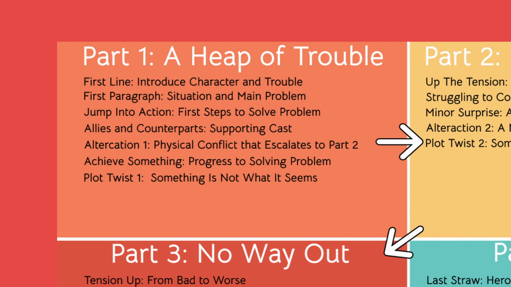Jump into action, the hero immediately struggling with the problem. Allies and counterparts includes all the supporting characters. Altercation 1 includes a conflict that will escalate into Part 2. Achieve something shows how the hero has made some sort of progress, however little. Finally, Part 1 ends with a plot twist. And remember, this was all in 1,500 words.